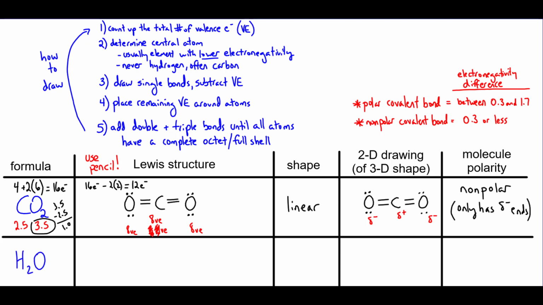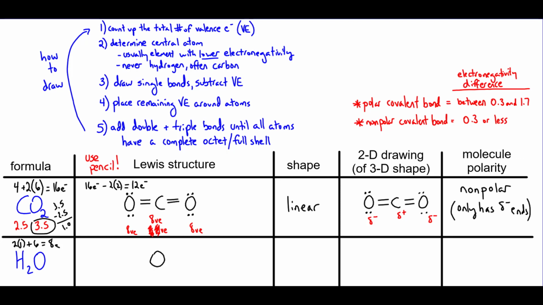The formula is H2O. And this will be a little faster because we already have all the rules. So counting up the total valence electrons, each hydrogen has 1, and so I'm multiplying by 2, and then we're going to add on the 6 valence electrons that oxygen has. So that's 8 electrons. Next, we're going to determine the central atom, but the rules say that can never be hydrogen, and so it's got to be oxygen.